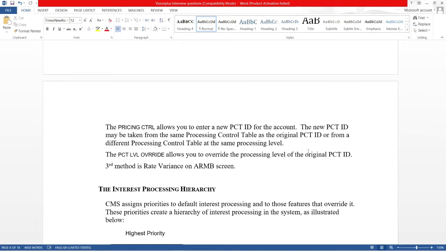The new PCT ID may be taken from the same processing control level as the original PCT ID or from a different processing control table at the same processing level. The PCT level override allows you to override the processing level of the original PCT ID. Third method is also rate variance on ARMB screen 04.